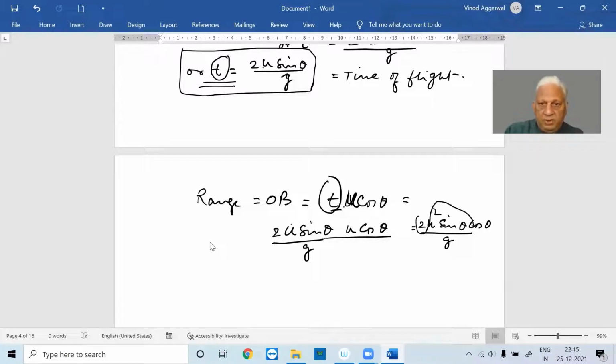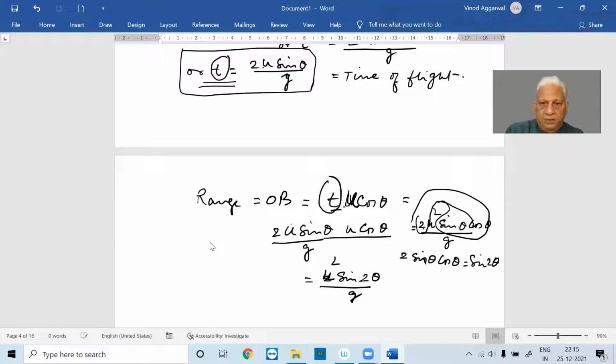This part is also called sin 2 theta. Sorry, the 2 we have absorbed: 2 sin theta cos theta is equal to sin 2 theta. So what we end up with here is u square sin 2 theta by g.